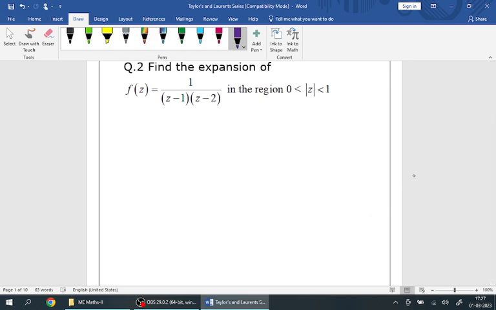Now what is the difference that you will observe in question number 2? The region of convergence is this one and the same function is there. Given the previous example, we are given mod z less than 1. This is only given.